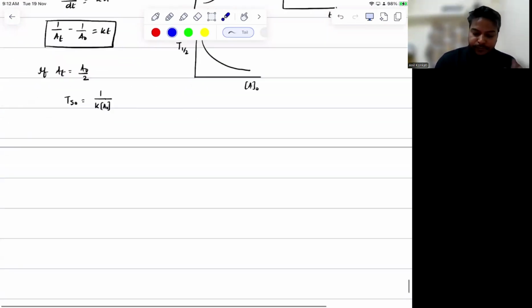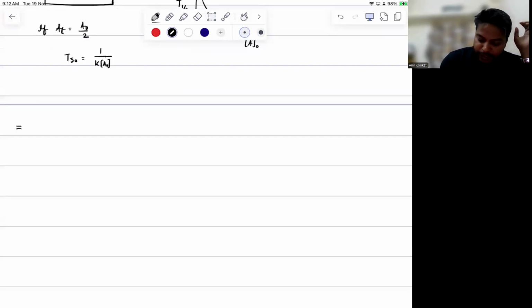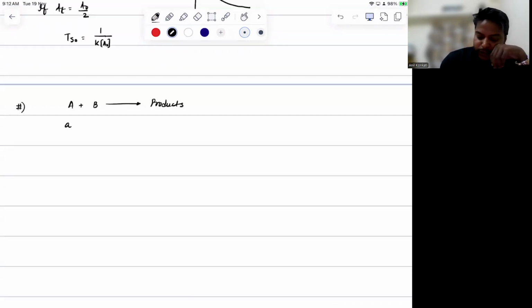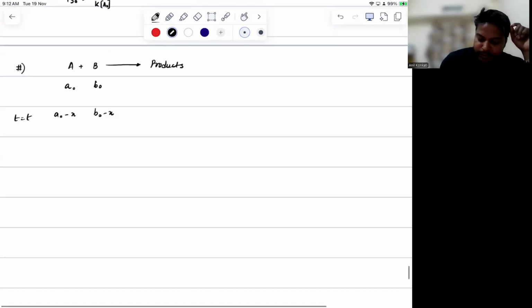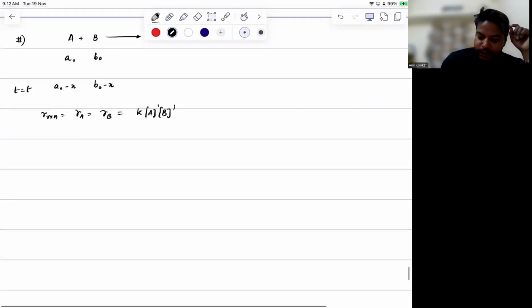Next. By chance, if the second order has to be written with two different reactants, like this, A plus B giving products. Then the initial concentrations are A naught and B naught, and these will become A naught minus X and B naught minus X at time t. In that case, rate of reaction is equal to rate of A is equal to rate of B, which can be written as K into A raised to power 1 and B raised to power 1.